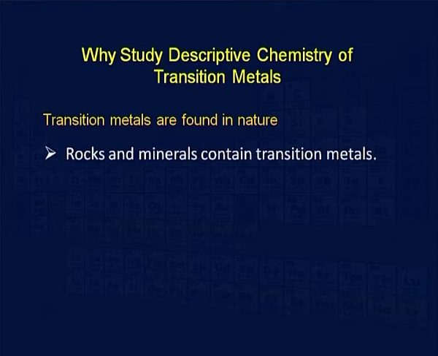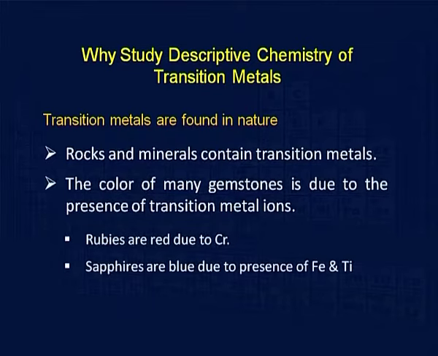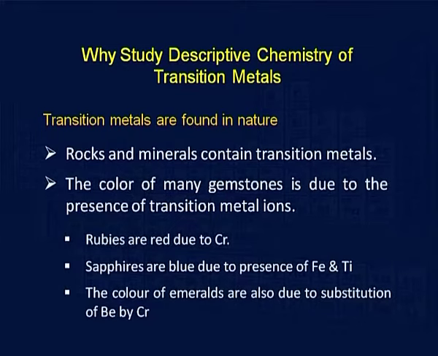You have seen rocks and minerals. In rocks and minerals, transition elements are widely distributed. You have seen gemstones. Gemstones are of course very precious, but at the same time they are colored, and the color of these gemstones is due to the presence of transition elements in them. Rubies are red in color due to the presence of chromium. Sapphires are blue due to the presence of iron and titanium, and the color of emeralds is due to substitution of the beryllium in its structure by chromium.